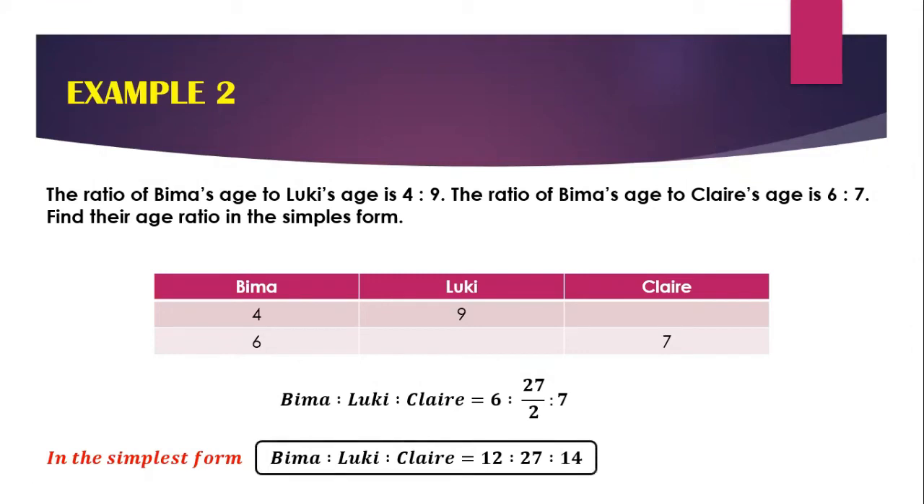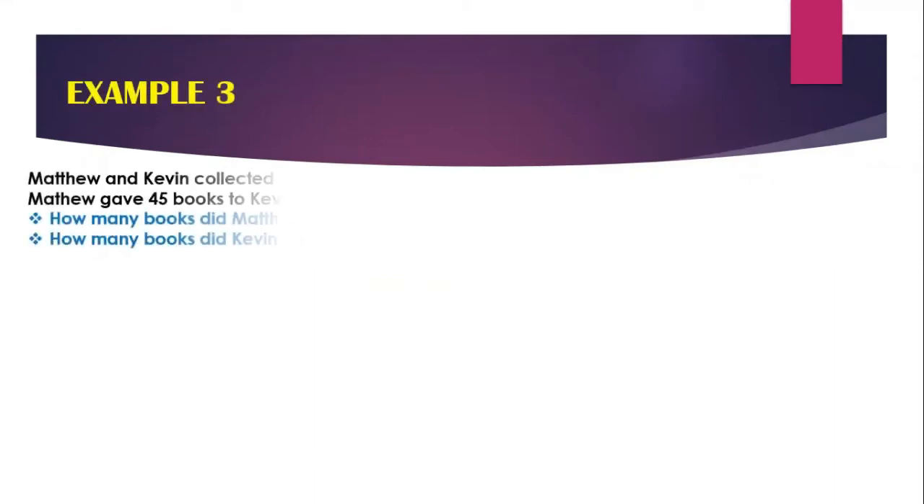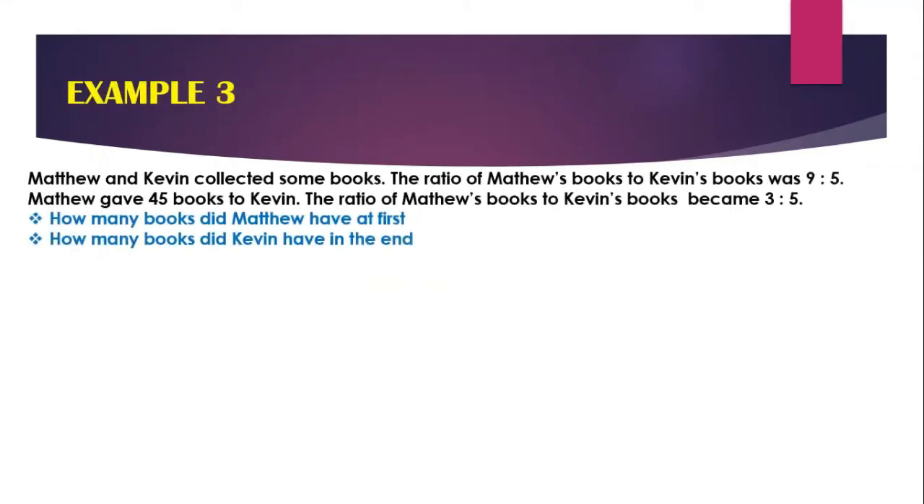Go to example 3. Example 3: Matthew and Kevin collected some books. The ratio of Matthew's books to Kevin's books was 9 to 5. Matthew gave 45 books to Kevin. The ratio of Matthew's books to Kevin's books became 3 to 5. The question: how many books did Matthew have at first? How many books did Kevin have in the end?